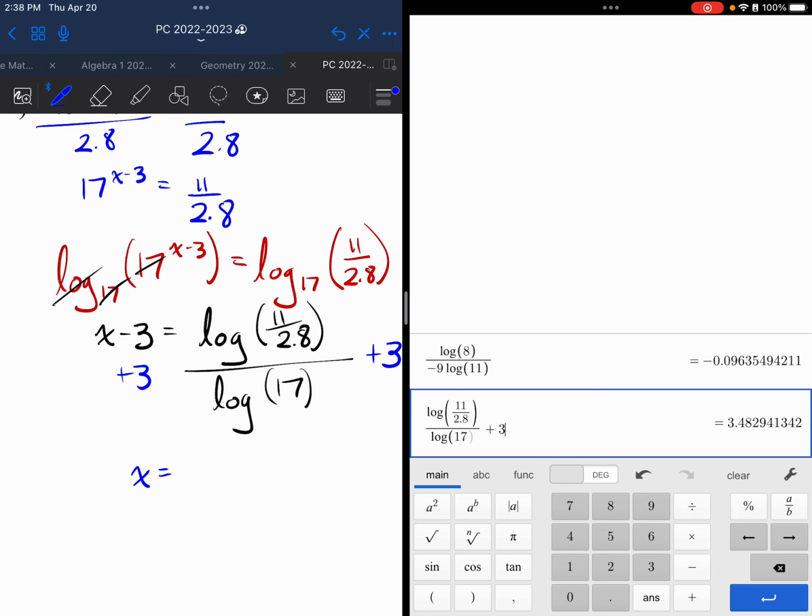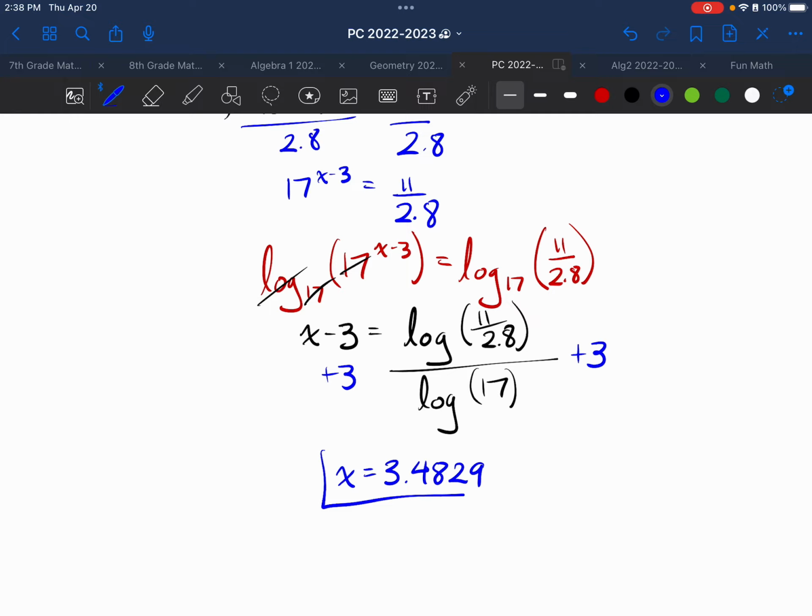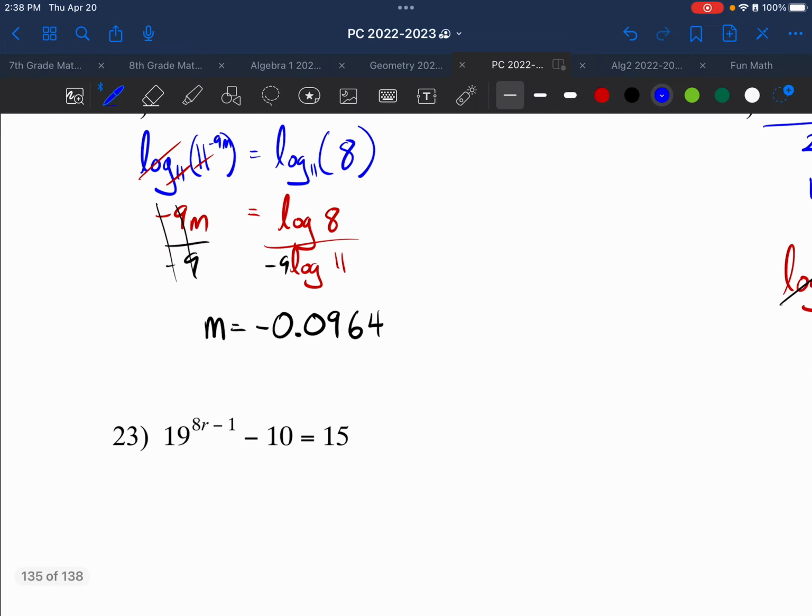So 3.48, 3.48, 2 more decimals, 2.9, and the 9 doesn't get rounded up because it's followed by 4. Looks pretty good to me. And have I been boxing my work? Did I box my last one? Oops, I'll box that one as well.